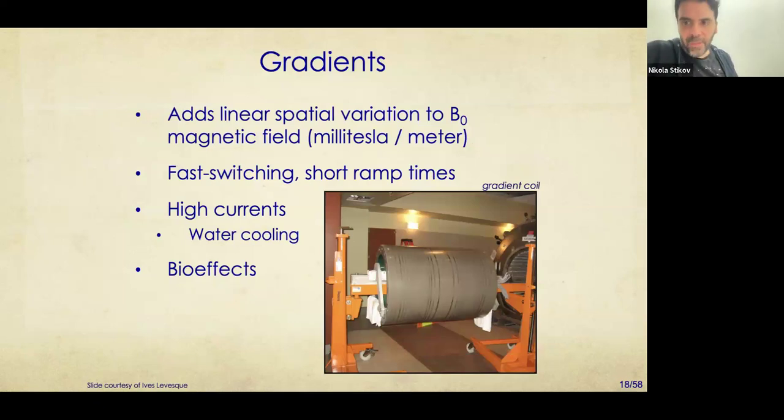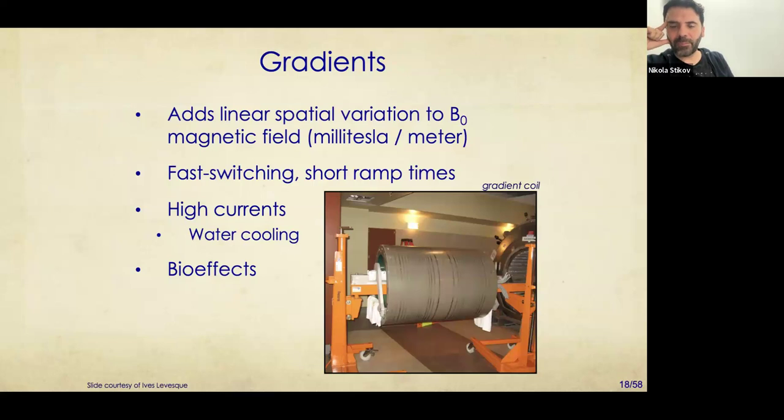Then there is the field called gradients. These are lower field strengths. They're usually on the order of millitesla per meter. So we're talking about Tesla for the main magnetic field, but then gradients add small linear spatial variation to this B0 field. They're fast switching. You can control them very easily. They operate with high currents, so you need to cool them all the time, and they could cause some bioeffects. Are you aware of some bioeffects of the MRI? Like, has anybody felt something uncomfortable with the MRI?